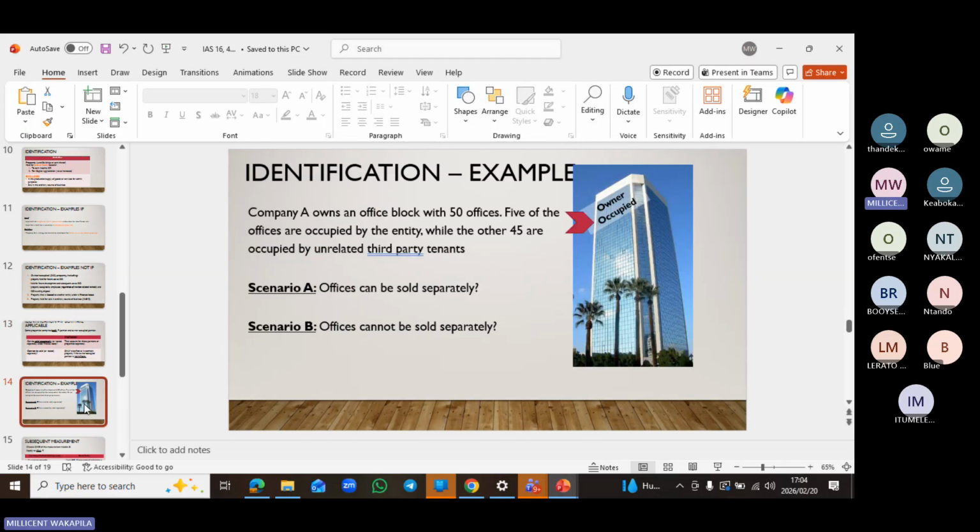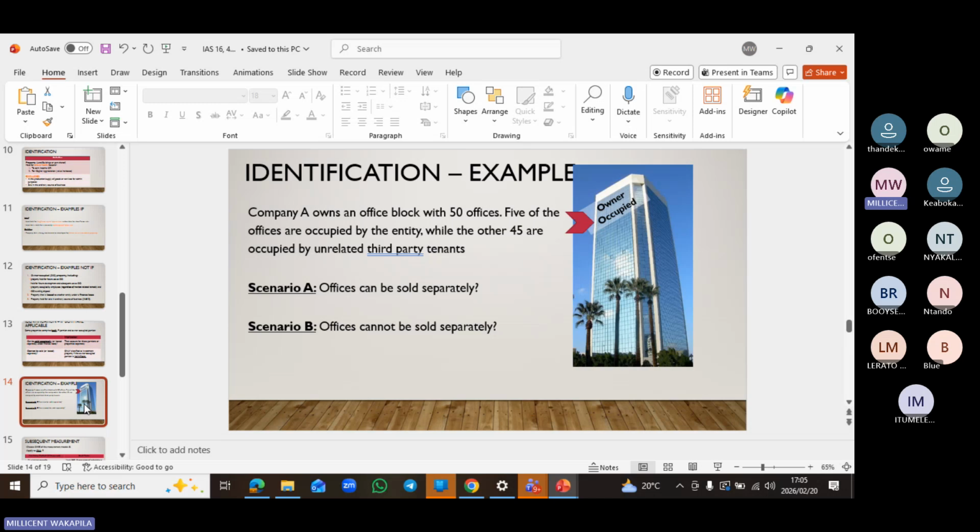Right, we have this example. Company A owns an office block with 50 offices. 5 of the offices are occupied by the entity, while the other 45 offices are occupied by unrelated third-party tenants. Scenario A: offices can be sold separately. And then scenario B: offices cannot be sold separately.